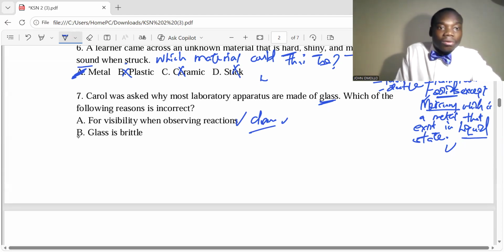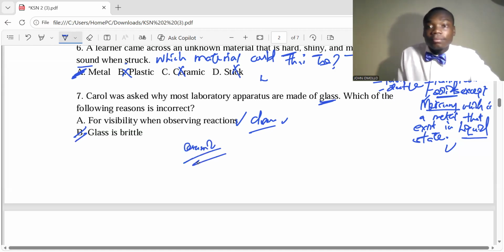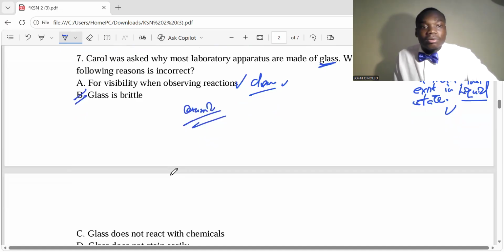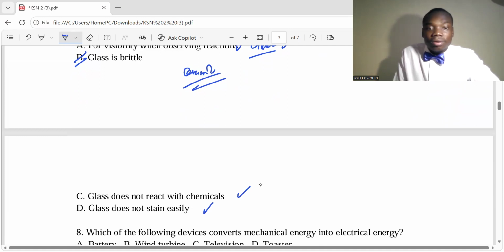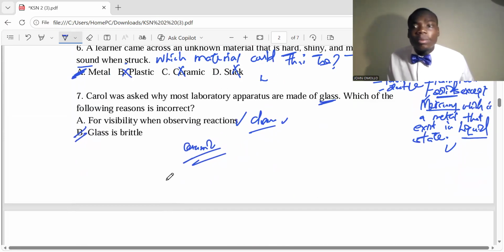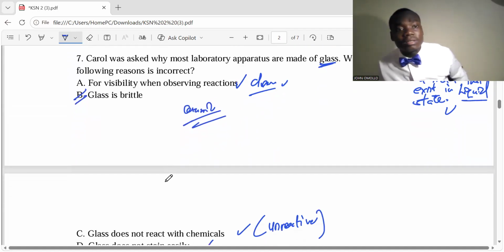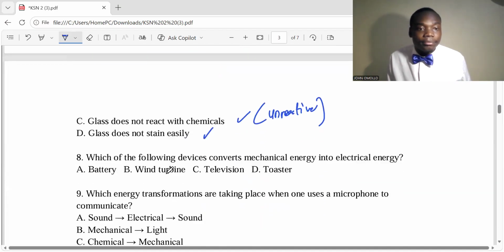Glass is brittle. No, glass is not brittle. Remember, they're ceramic. We call them ceramic. So at some point they are too hard. Glass does not react with chemicals. That is true. Glass does not stain easily. That is true. So in this case, we are saying that they are unreactive. So the reason that is odd in this particular question is reason B, glass is brittle.